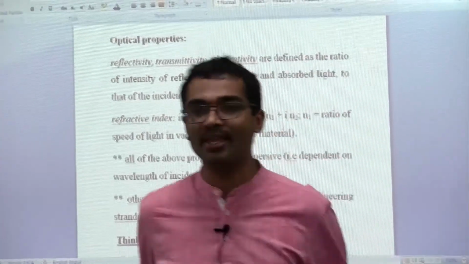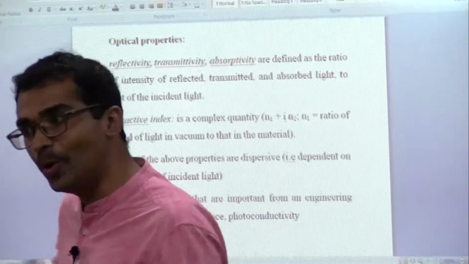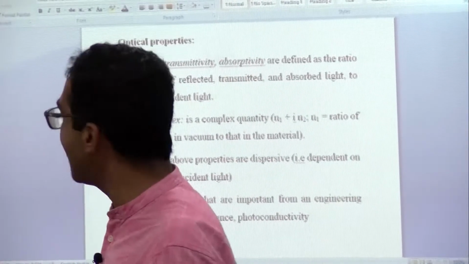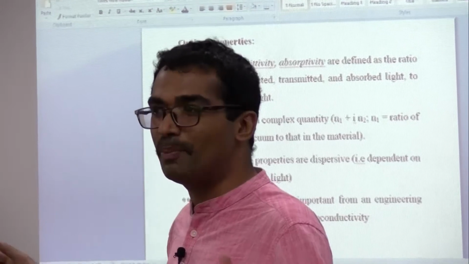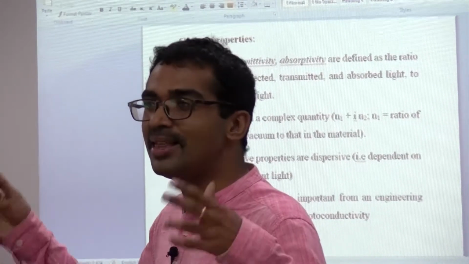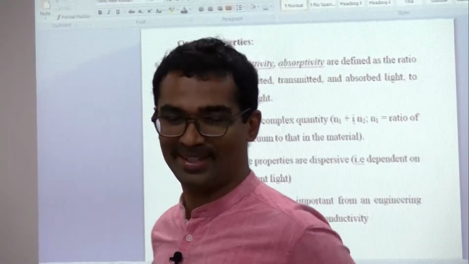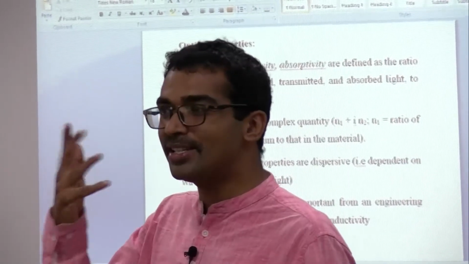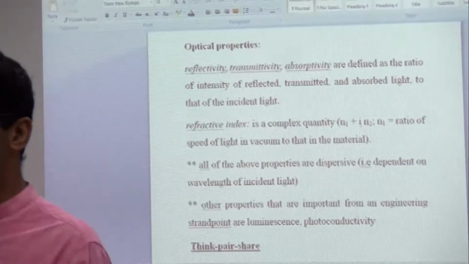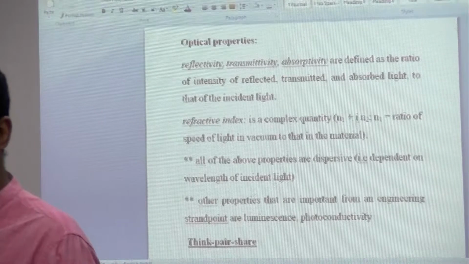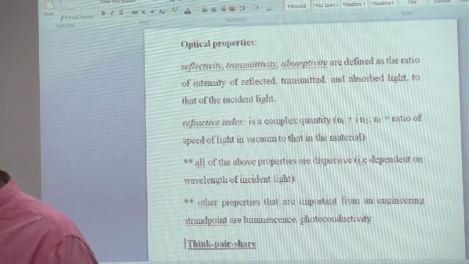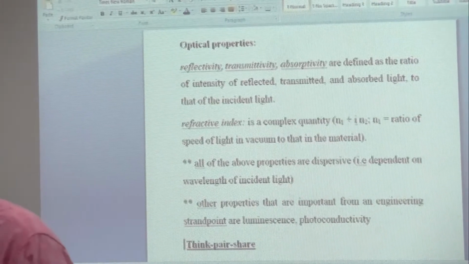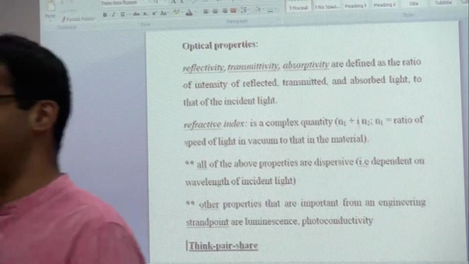Just spend some time thinking about it, okay? So I have made a note, and this will be given as part of your handout, but you'll have to think about it. Why should it be complex? What does it mean to say that refractive index is complex? It's a very strange thing, no? Because the way it is defined, it is speed of light in vacuum divided by speed of light in that particular material. How can it be complex? But it is complex, okay?